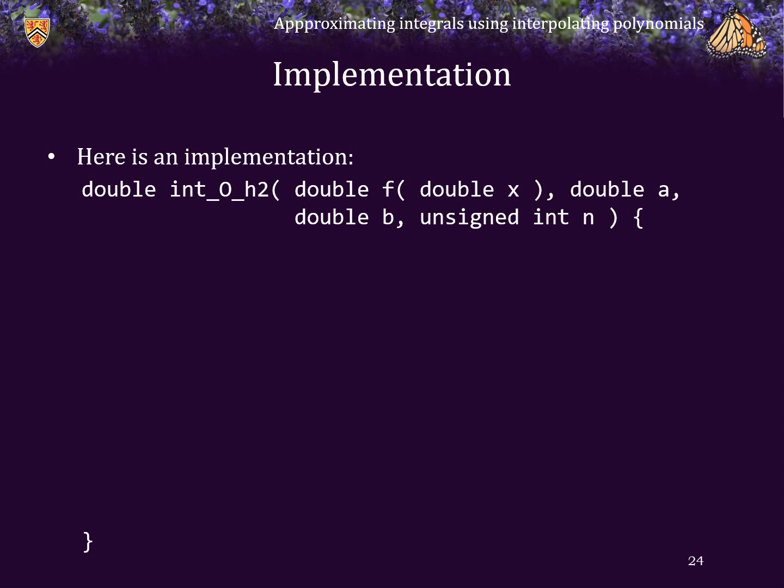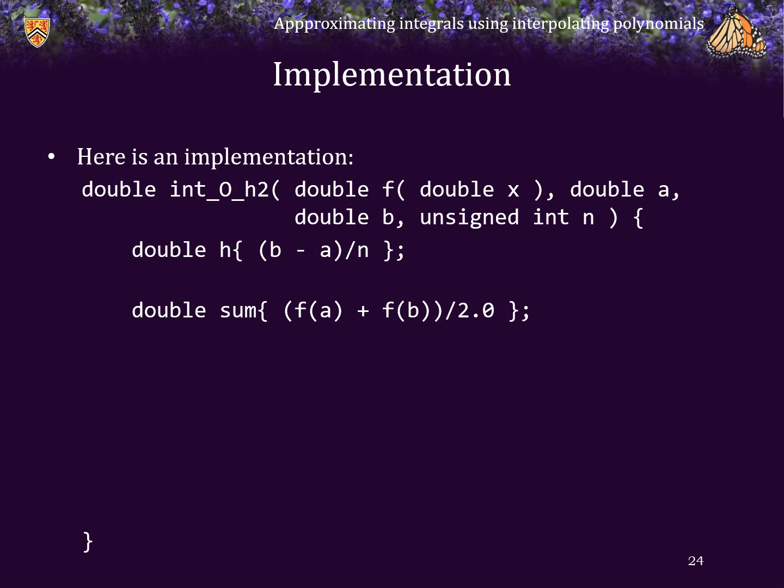All right, let's implement this in C or C++. Here we have a function that integrates, and the error is big O of h squared, so that would be the name of this function. The first argument is a function pointer, the function we wish to integrate, and then we have the two endpoints a and b, followed by an unsigned integer n. The first thing we do is calculate h. h is equal to (b minus a) over n, which is the width of each of the equal subintervals.